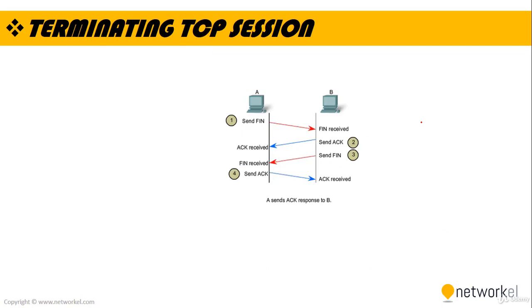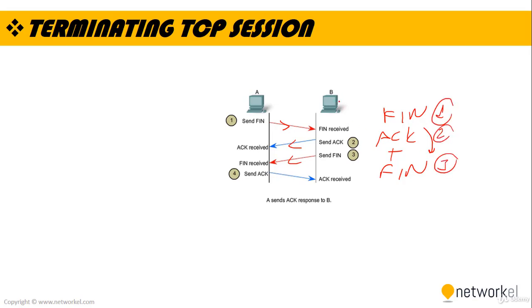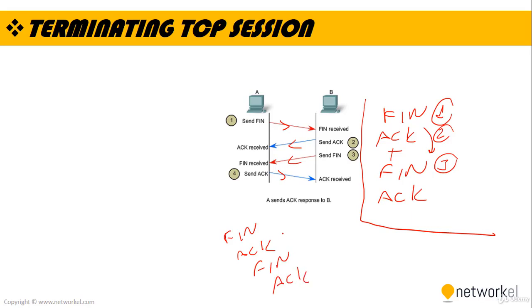When we try to terminate the TCP session, the steps we use are first FIN, then ACK, plus FIN from the receiver side, then this side sends an ACK again. The steps are FIN, ACK, and FIN, ACK. This is by B, these are by A.